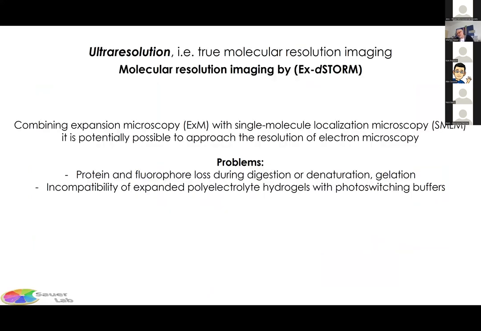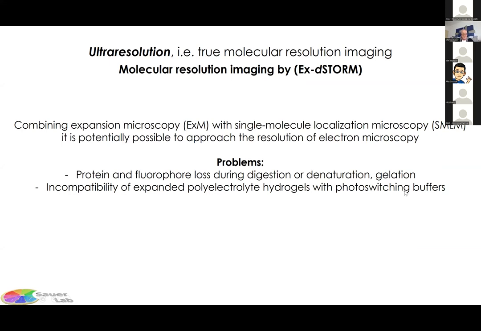Okay, very powerful together with structured illumination microscopy, but can we achieve real molecular resolution using this technology? So intuitively you might think, well, let's simply combine it with dSTORM. However, there are some problems associated with that. One of the problems is that fluorophores are destroyed during this gelation process. But we can use post-gelation labeling, so after expansion.